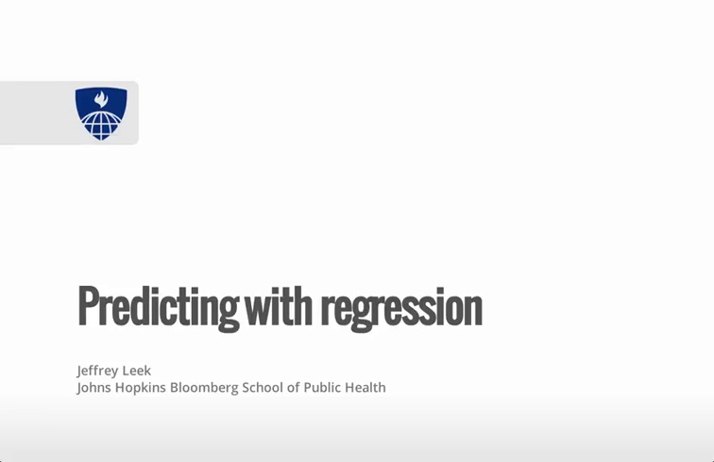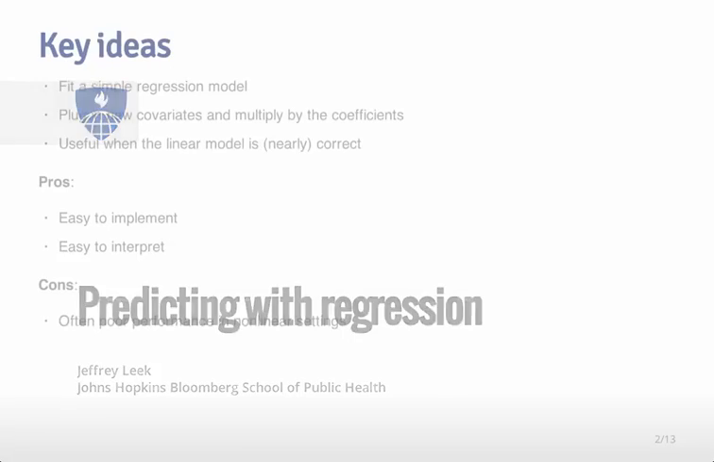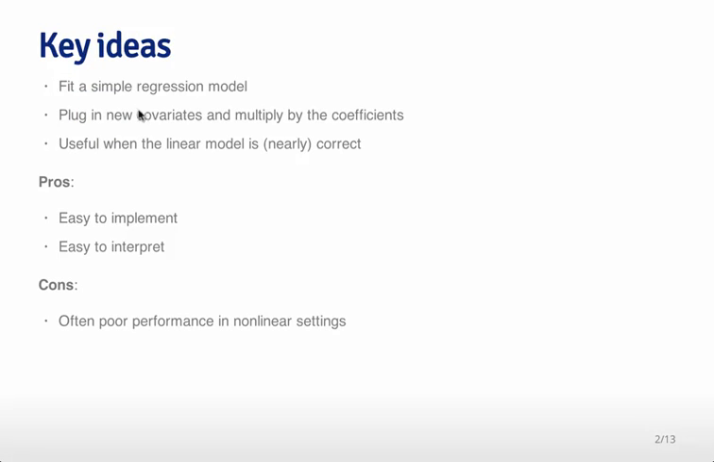This lecture is about one of the most direct and simple ways to perform machine learning using regression modeling. If you've taken the regression modeling class in the data science specialization, then a lot of this material will be familiar to you. We're just using it in service of performing prediction. So the key idea here is we're just going to fit a simple regression model. And if you don't know what that is, don't worry about it. I'll explain it briefly in the rest of the lecture.